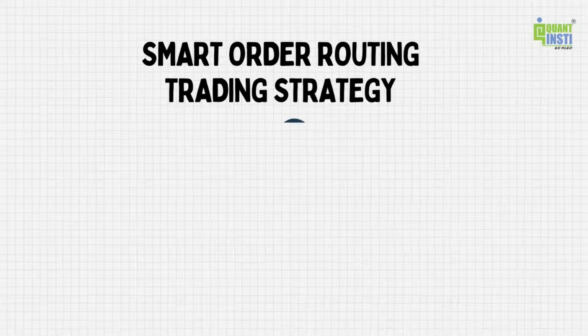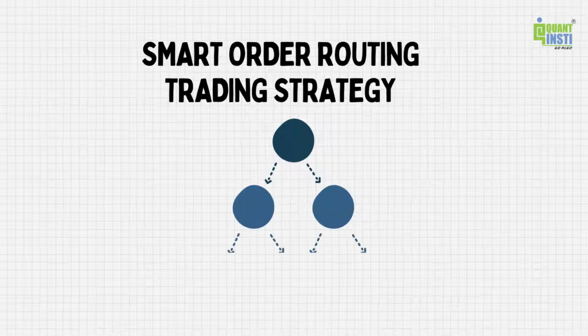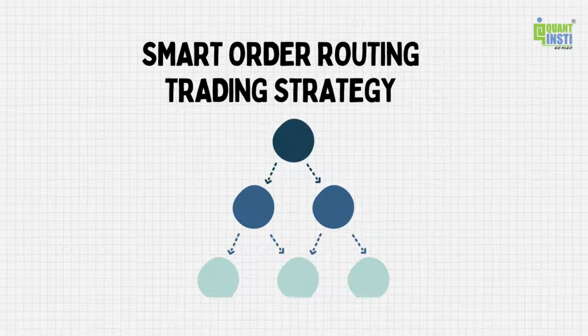Smart order routing trading strategy. This strategy divides orders into smaller ones and then implements them over the best available prices on different exchanges. An example here can be adaptive smart order routing, where this strategy dynamically adjusts the routing of orders based on real-time market conditions and liquidity.